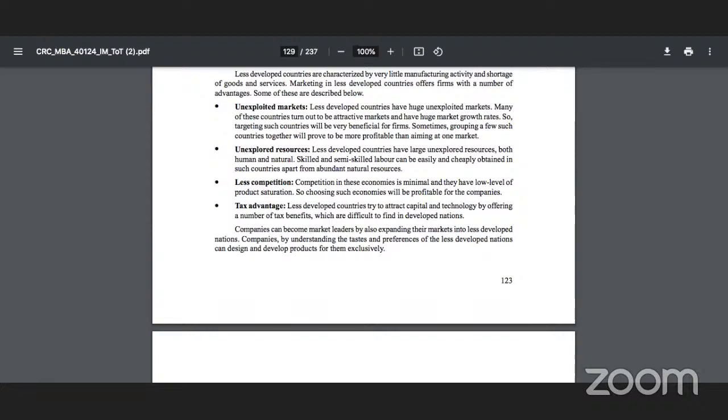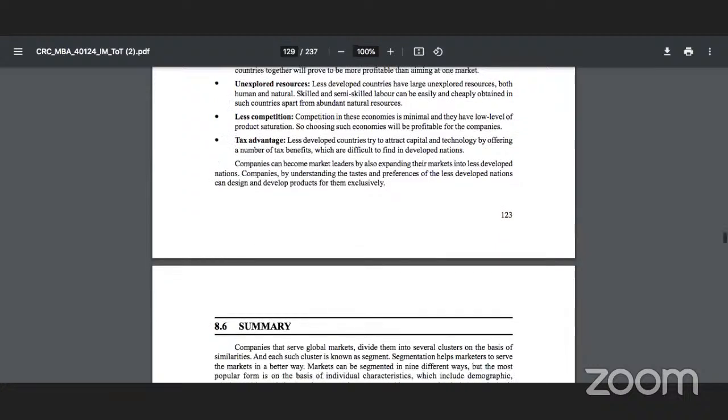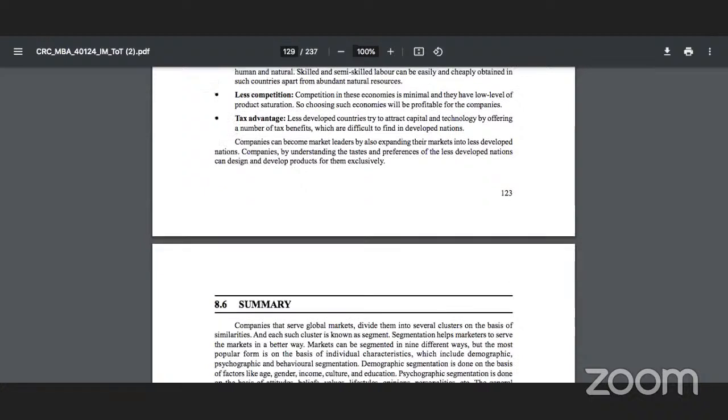Both human and natural. Skilled and semi-skilled labor can be easily and cheaply obtained in such countries. The third one is less competition. Obviously, if it is an unexplored market, the competition is minimal, so not many competitors may enter the market, and you may have the first mover advantage. The next one is a tax advantage. Less developed countries may try to attract capital and technology by offering a number of tax benefits to potential buyers or sellers in that market, which are difficult to find in developed countries.